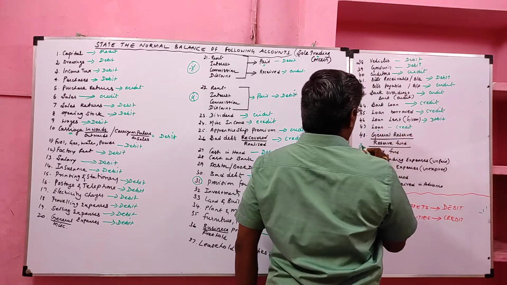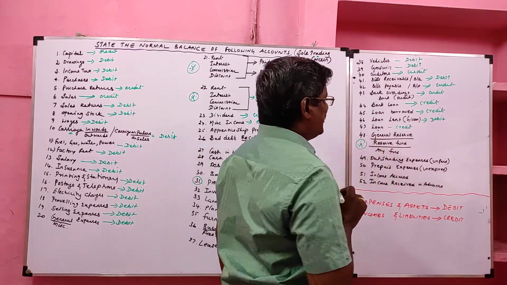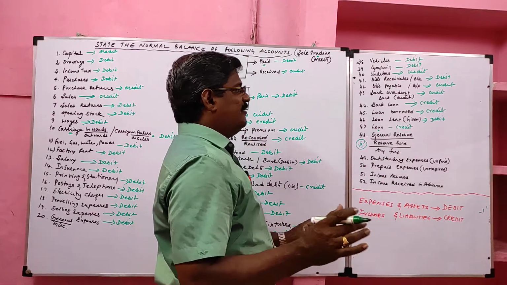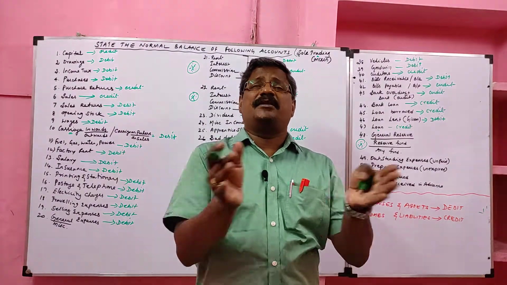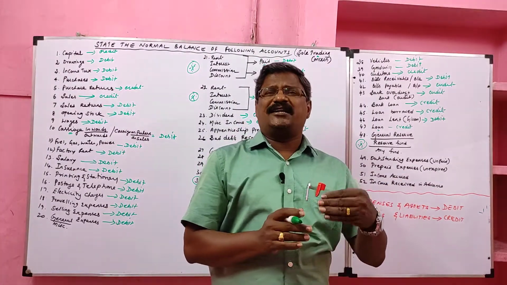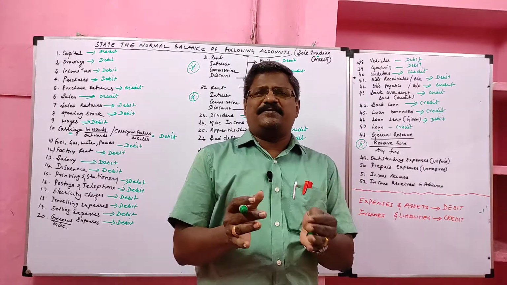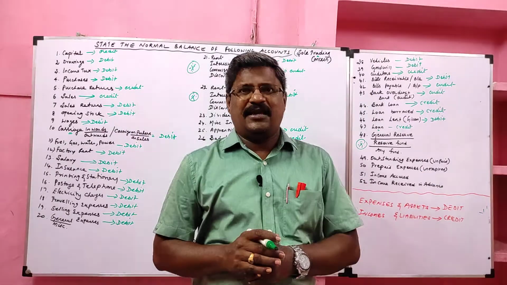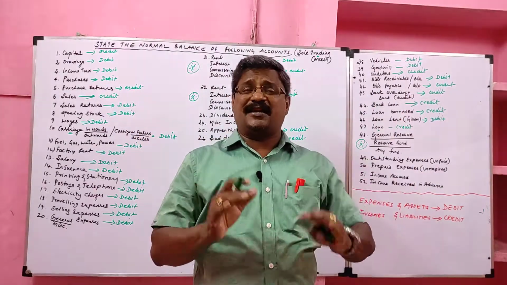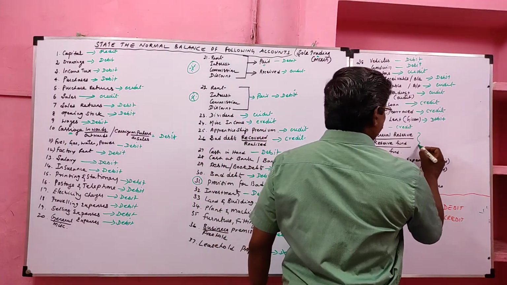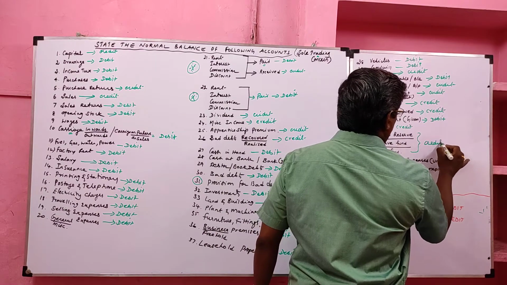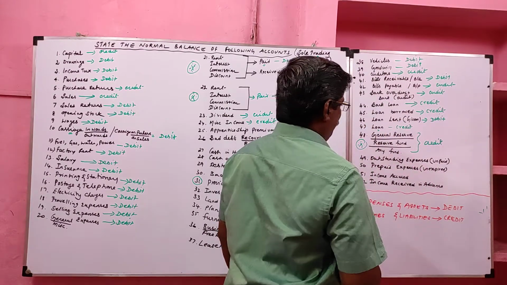General reserve, very important. General reserve, reserve fund, any fund. What is general reserve? It is an amount set aside from the profits of the business to adjust unforeseen losses. So we keep some amount for future losses. If there is no loss in the future, that amount is payable to the owner, so it is a liability, credit.